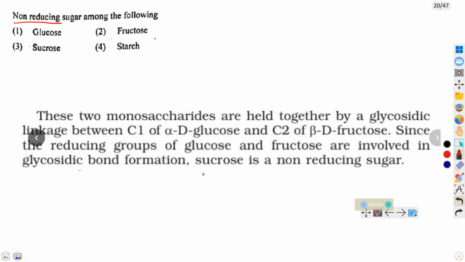Non-reducing sugar among the following. Sucrose is a non-reducing sugar.